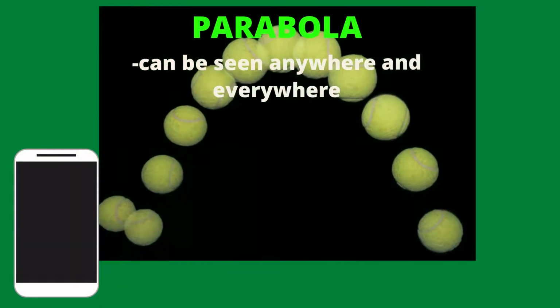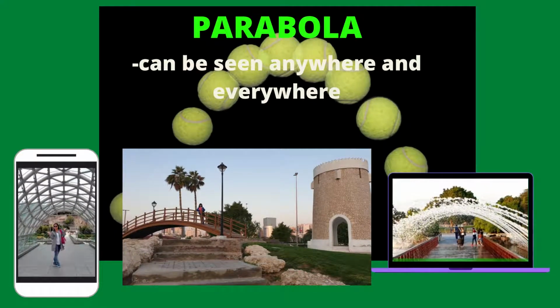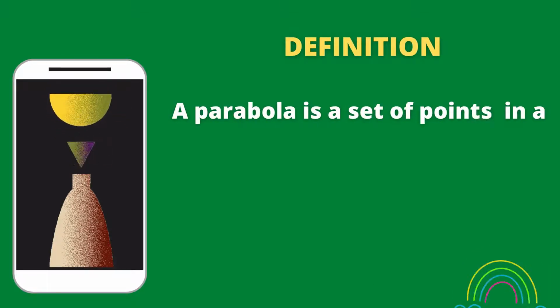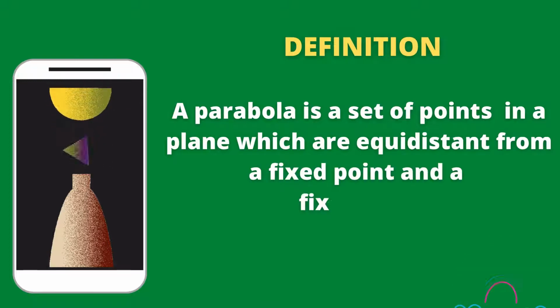Parabolas can be seen anywhere and everywhere. You can see it from the suspension cables of the bridges, from the arc of the man-made structures, from the parabolic fountain, and even from the path of a basketball and many more. In mathematics, a parabola is defined as the set of points in a plane which are equidistant from a fixed point and a fixed line.